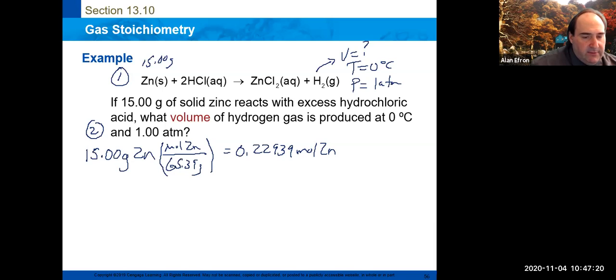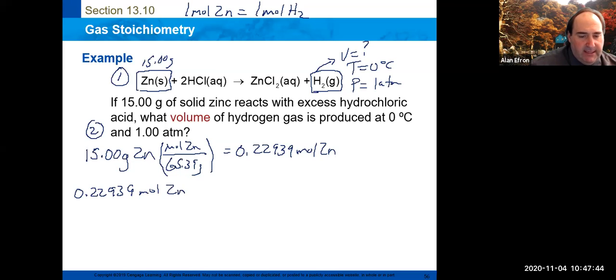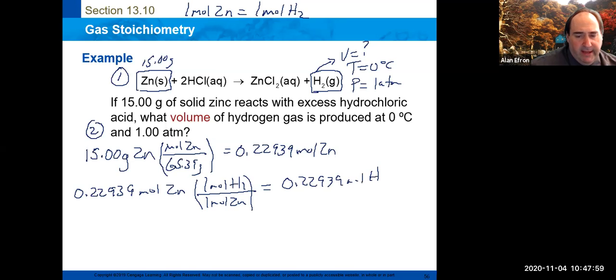The third step is to find the two things we're interested in. One thing is zinc, the other thing is H2. And from the equation, we could see that 1 mole of zinc gives us 1 mole of H2. So that's our stoichiometry part of it. So we could go 0.22939 moles of zinc and do our mole to mole relationship here. 1 mole of zinc from the equation gives us 1 mole of H2. And now we have 0.22939 moles of H2. So when we look at H2, we now have moles.